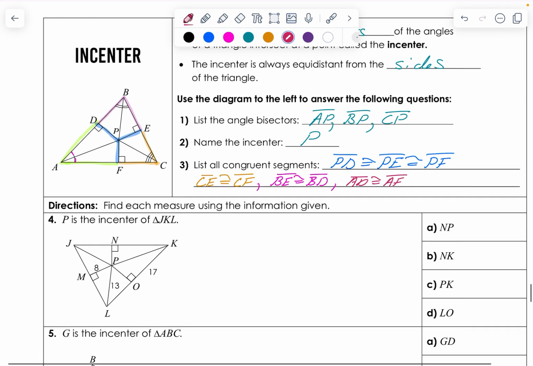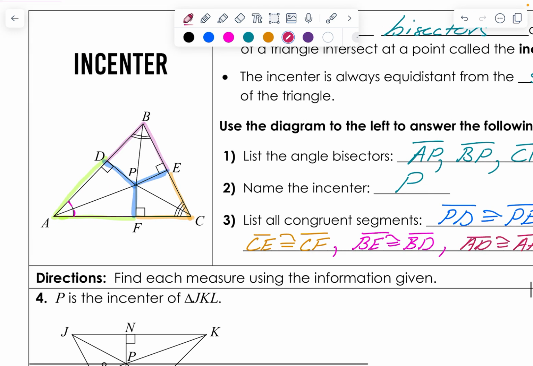So as you can see, with the incenter, the distance to the sides, the closest way to get to the side of the triangle, the most direct, is the perpendicular, the one that makes a right angle. So we do have a lot of right triangles here. These two are the same right triangle. These two are the same right triangle. And these two are the same right triangle. Do you see that?